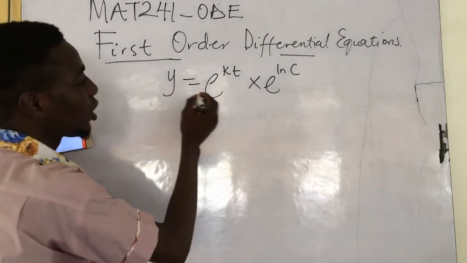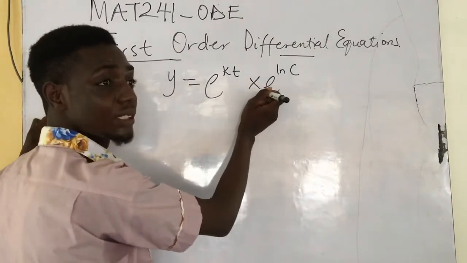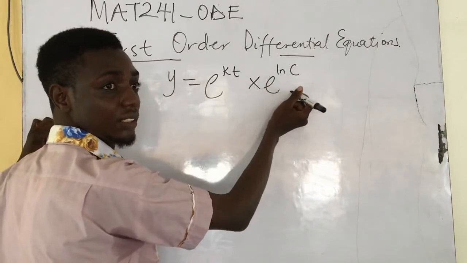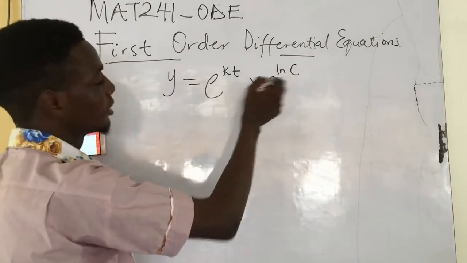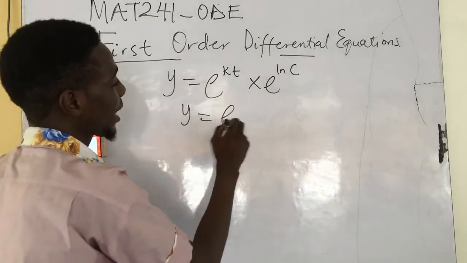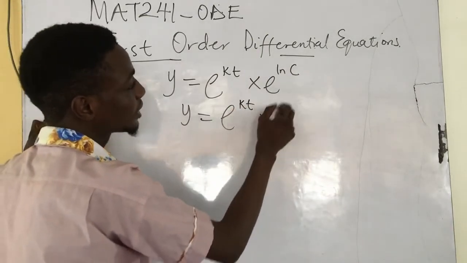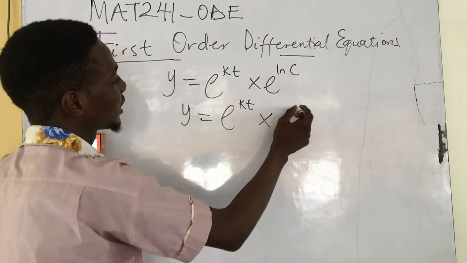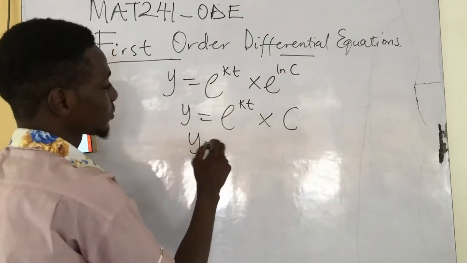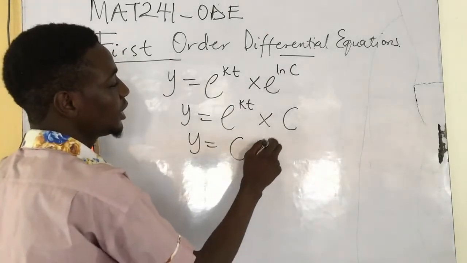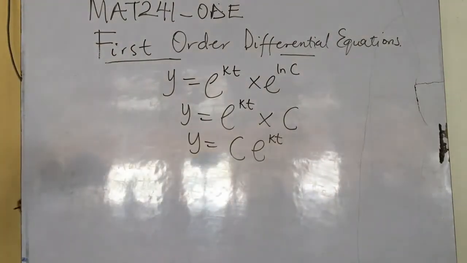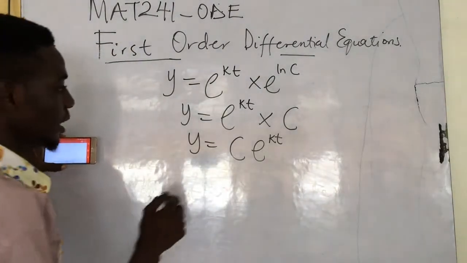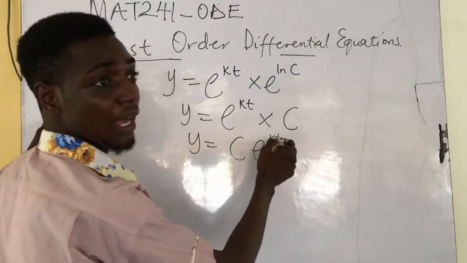So we have y equals e raised to power kt times e raised to power ln c. Now, like I said, the e here will cancel the ln. So we have y equals e raised to power kt times c. So y equals c e raised to power kt.